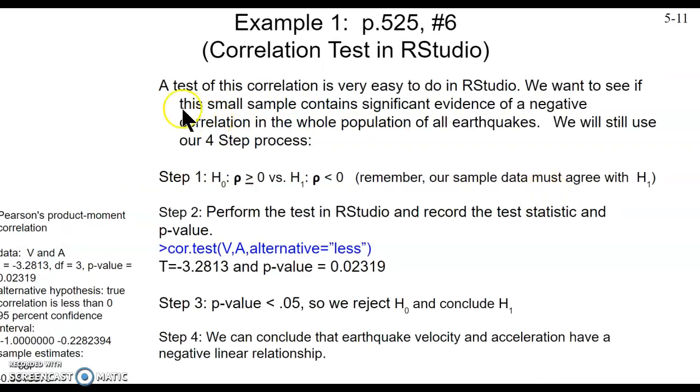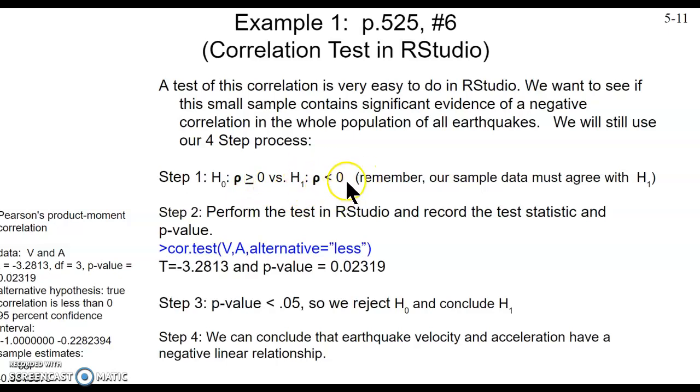or negative or not. A test of correlation is really easy to do in RStudio. We want to see if this small sample contains significant evidence of a negative correlation in the whole population of all earthquakes. We will still use our four-step process. Sorry, we really use a 5-step because we do the decision and the interpretation separately. I'll clarify that in class. Our H0 is that the correlation for the population is greater than or equal to 0 versus H1, which is the correlation is less than 0.